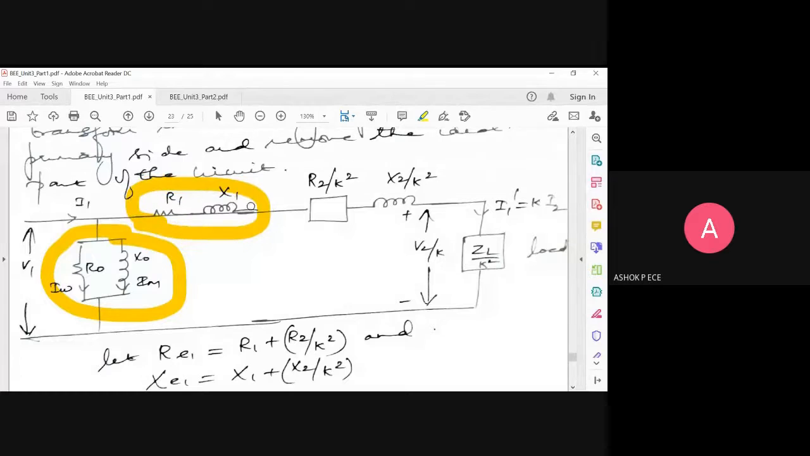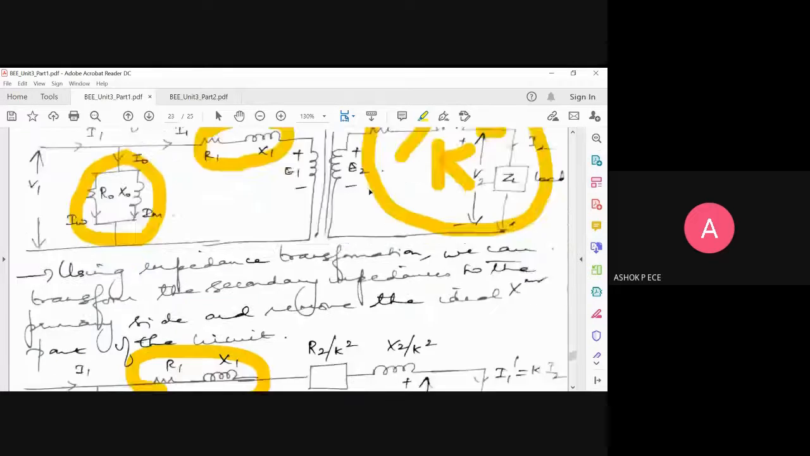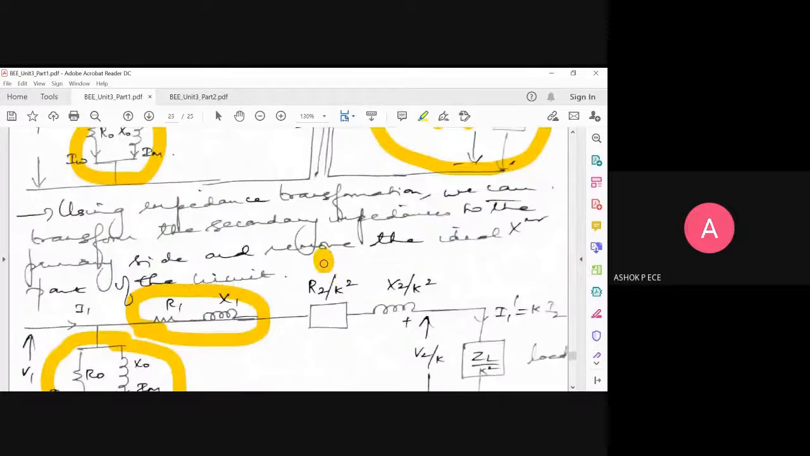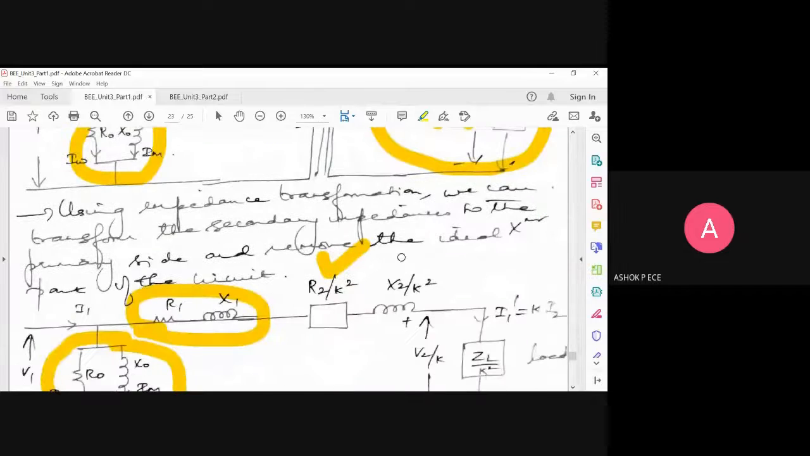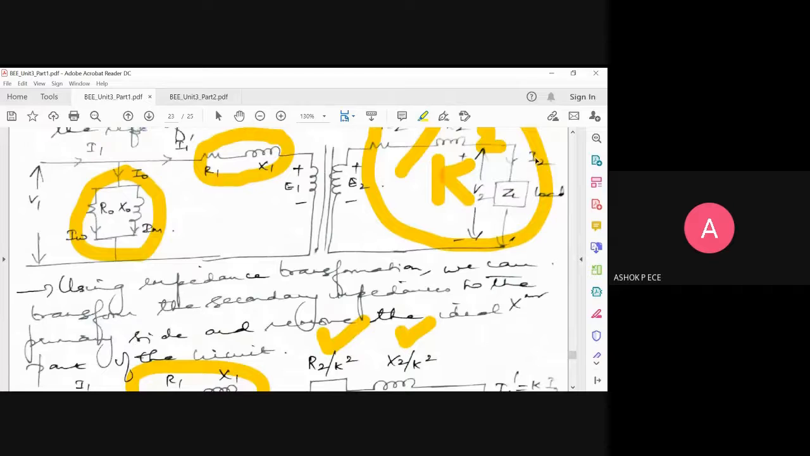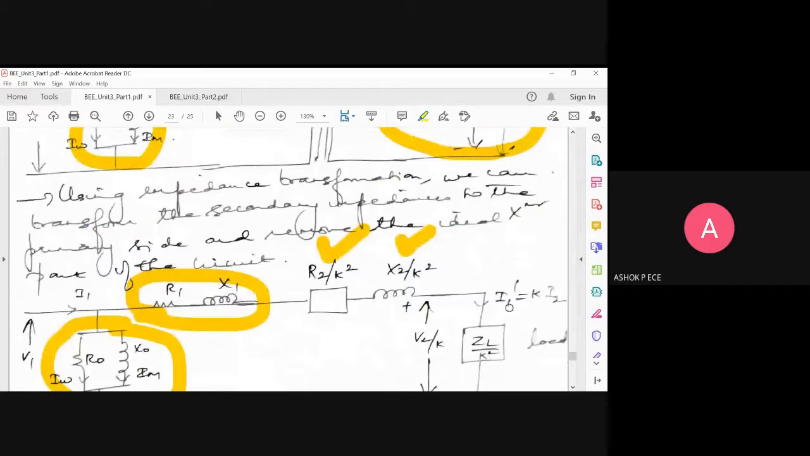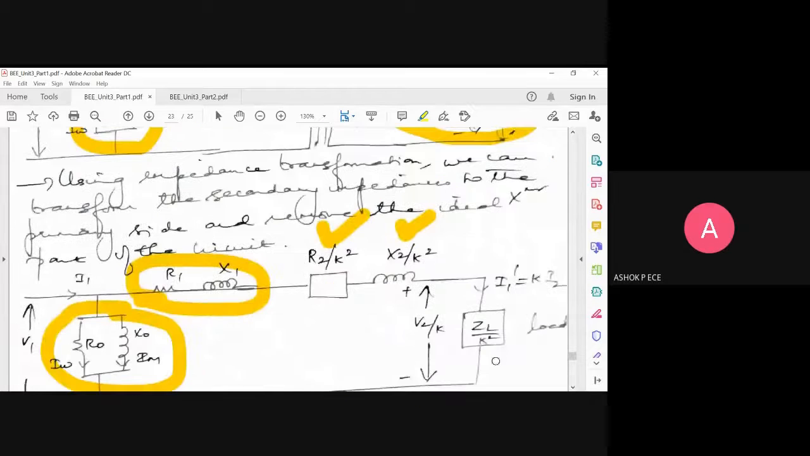Then we are going to extend this primary and draw the secondary also. So R2 is there. R2 will be R2 by K square because of impedance transformation. And X2 is there. X2 will be X2 by K square because of impedance transformation. And I2 will no longer be your I2. It will be I1 dash, which will be equal to K into I2. Okay, everywhere the K will come in your circuit in one form or the other. And ZL by K square.